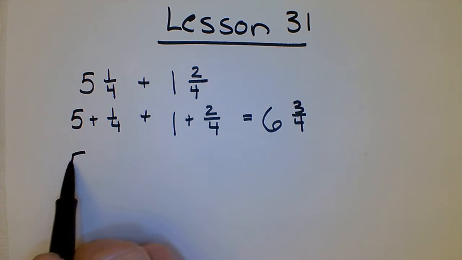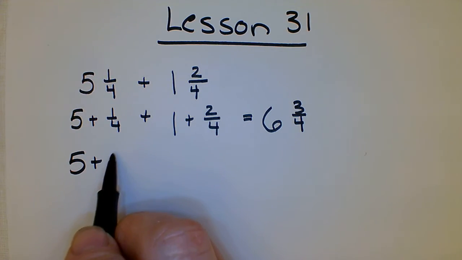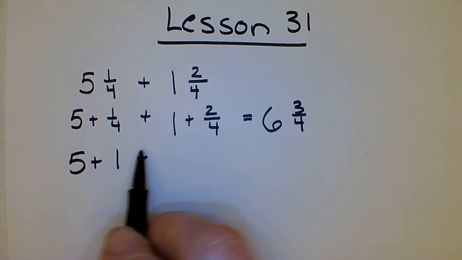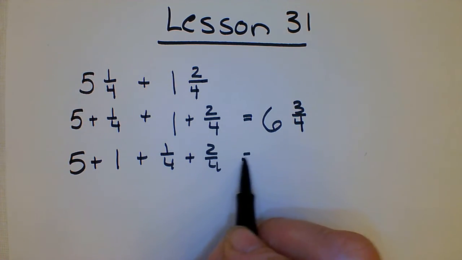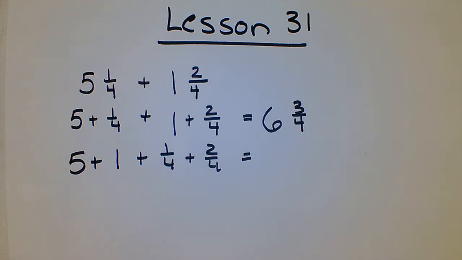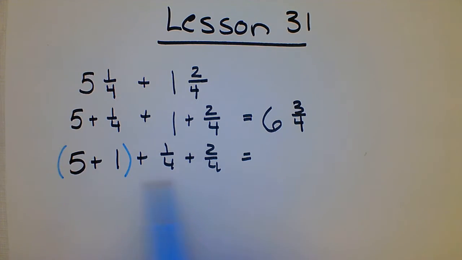So we're going to have 5, and then instead of having 1/4, I'm going to swap out 1/4 and 1. So it'll be 5 plus 1 plus 1/4 plus 2/4. And then what we did was we associated them. So remember, the associative property is who you put together. So we're going to group these together, 5 plus 1, and we're going to group these two together, 1/4 and 2/4. And you're allowed to do that.